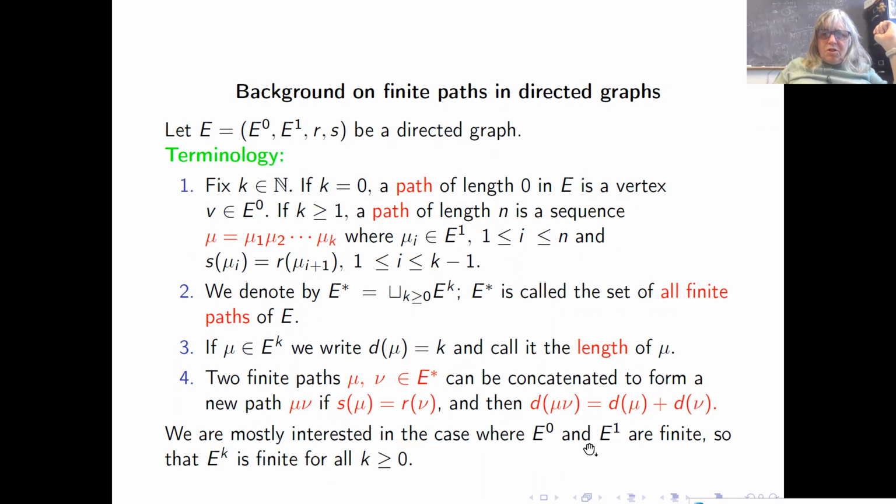So we will be looking at the case where E0 and E1 are finite. And when can you concatenate two finite paths, mu and nu? Well, you can concatenate them from left to right if the source of mu is equal to the range of nu. And then the length of this concatenation will just be the sum of the length of mu plus the length of nu.